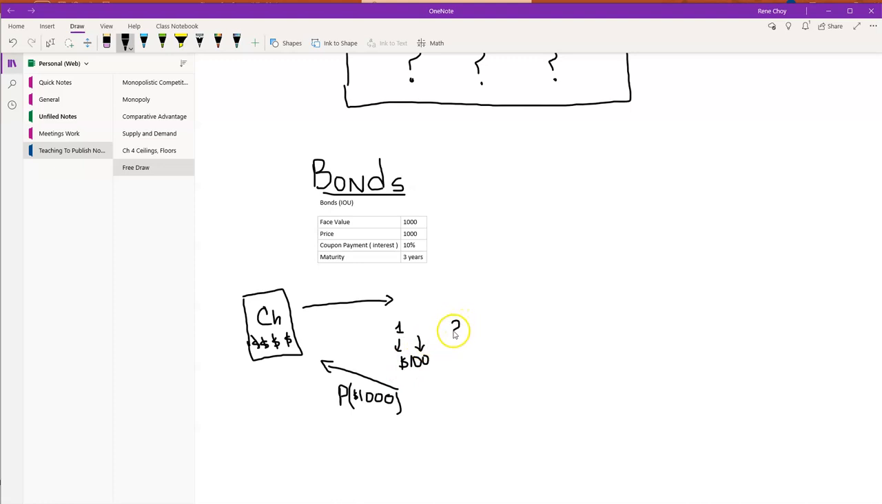Then on year 2, at the end of the year, I again have to give you $100 more. Again, that is the interest. That's the main reason why people buy bonds, to get paid interest. On year 3, I've got to give you the $100 that I promised. Again, that's the 10%. But because we are now on the maturity year, I also have to give you back at the end of the year the face value of the bond. And the face value of the bond is $1,000 in this case.